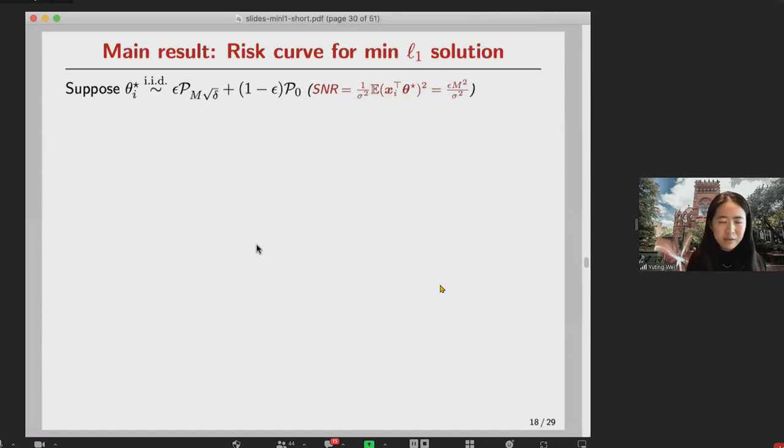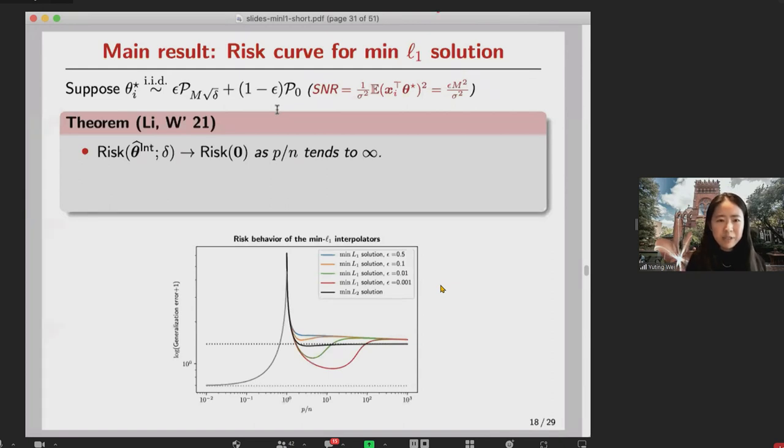Suppose that for the true signal, each entry of theta star is generated from a mixture of two distributions, where with probability epsilon, it will be equal to some number. Just think about it as a rescaled constant. And with probability 1 minus epsilon, theta star i will be equal to 0. So it's either equal to some constant or equal to 0, just to ensure that we have an epsilon times p sparsity of our theta star. Under this assumption, we are able to show that if you increase the ratio p over n, eventually the risk curve will converge to the risk of a zero estimator. So in the limit, we converge to what a zero estimator does.